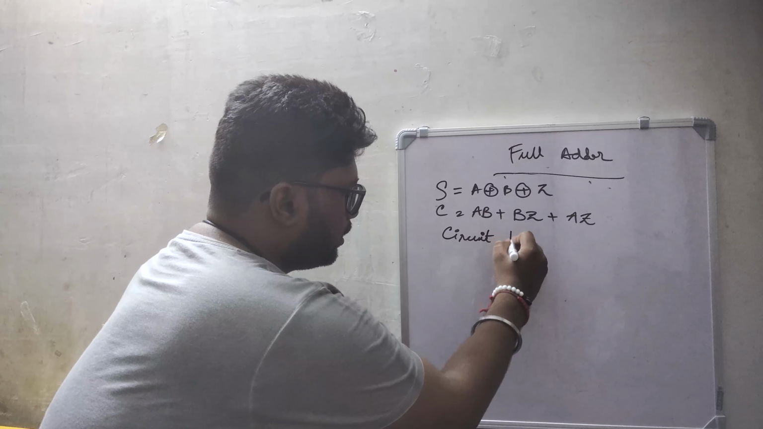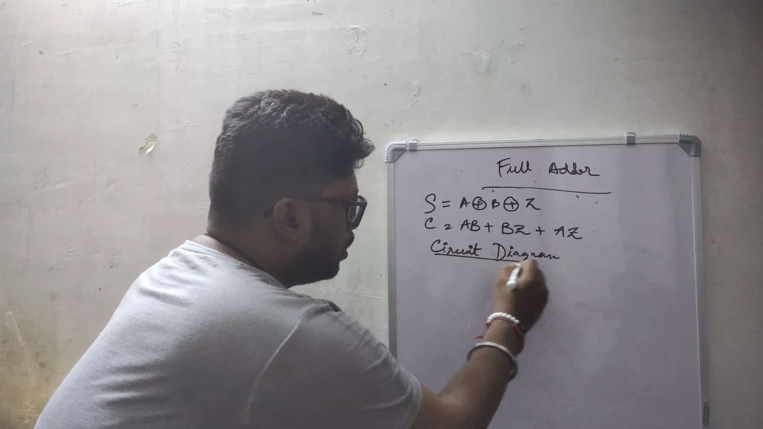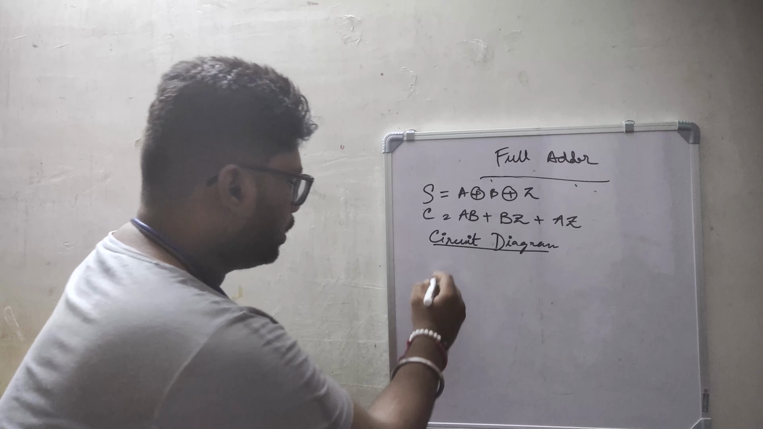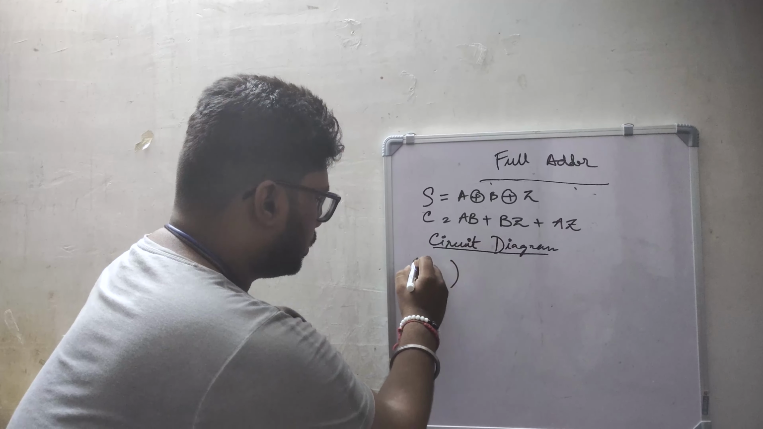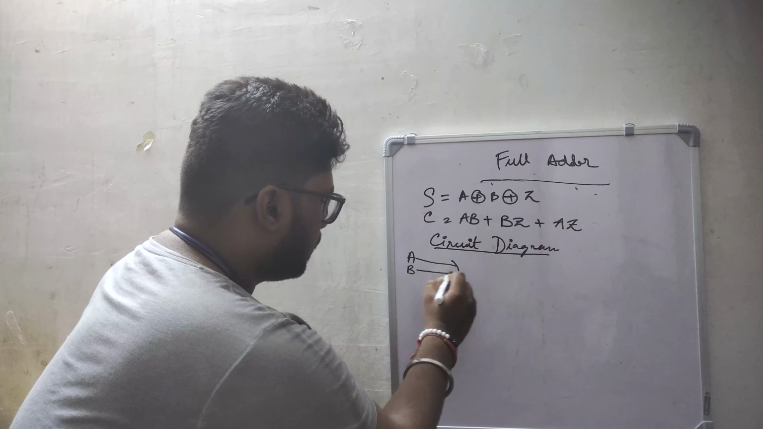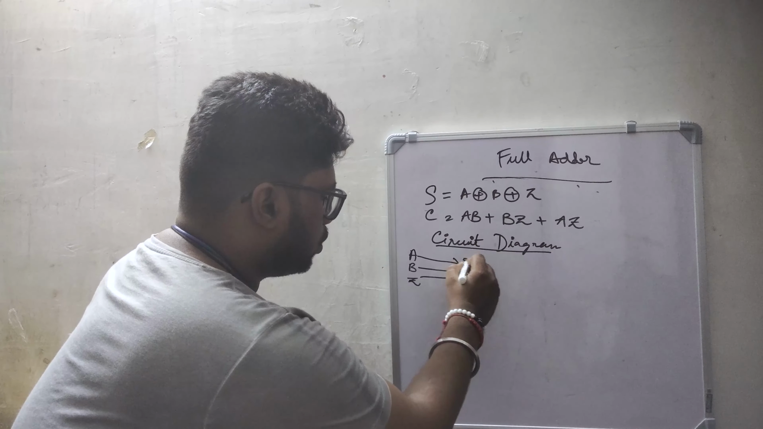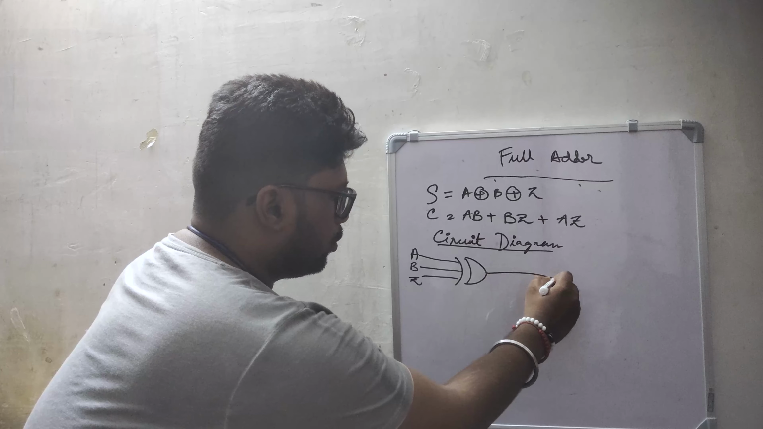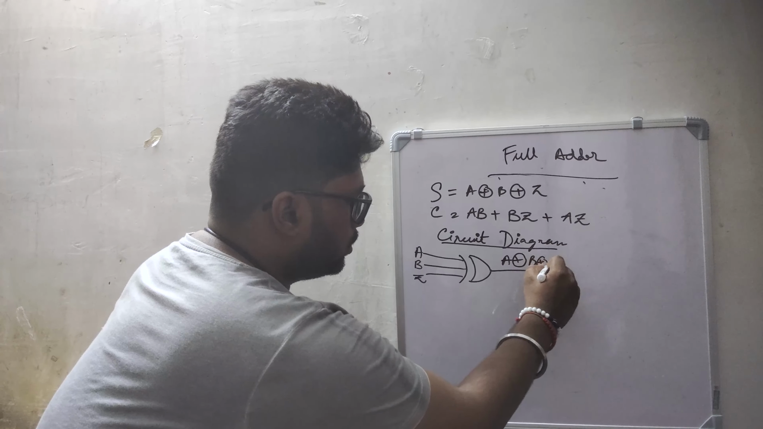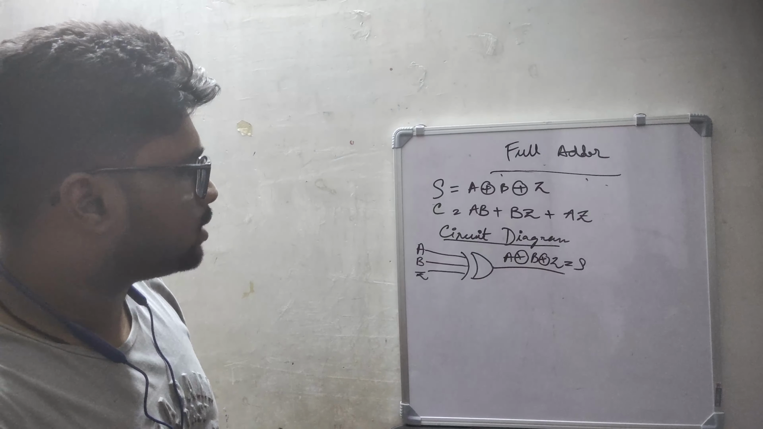For drawing this, first we are going to pass the A, B and Z three inputs through a XOR gate. So it's going to look like this. First there is A, then there is B and then Z. We're going to pass it through a XOR gate and the output will be A XOR B XOR Z, which is S. So this is how we get the sum.